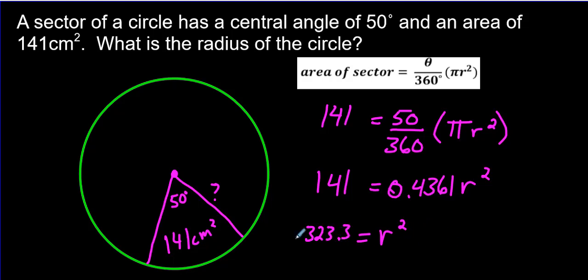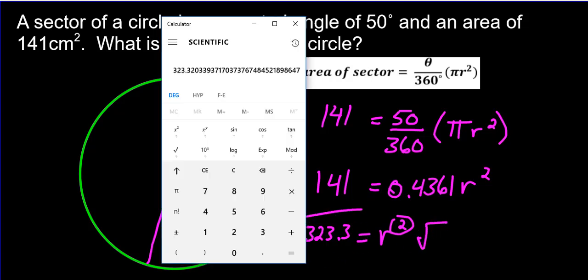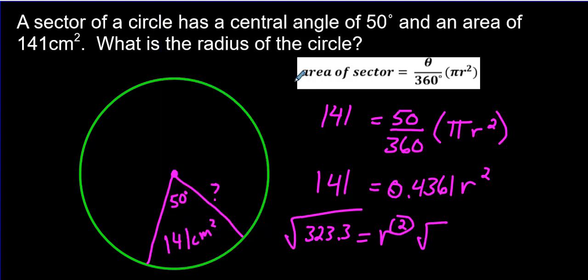And there's one more step, because that doesn't make sense. That would never be the radius. It would just be too long. 323 centimeters would be ridiculous. We have to get rid of this squared right there. The opposite of square is square root. So we need to take the square root of that answer. You get 17.98. So 17.98 centimeters is the radius.